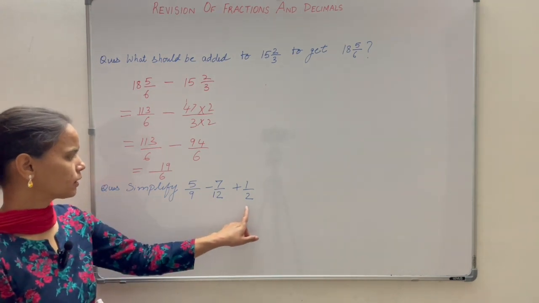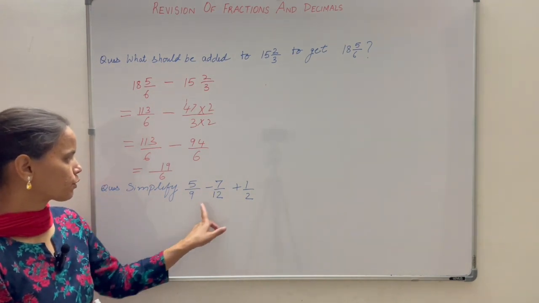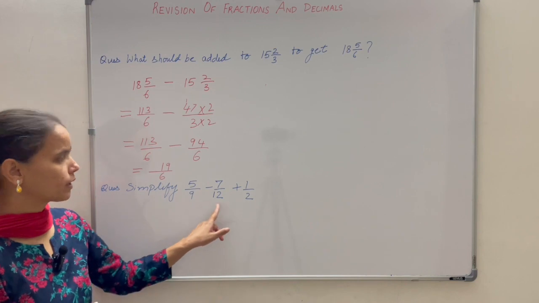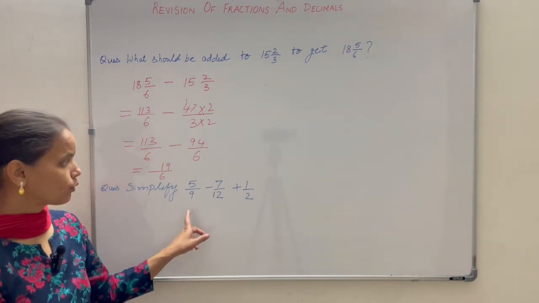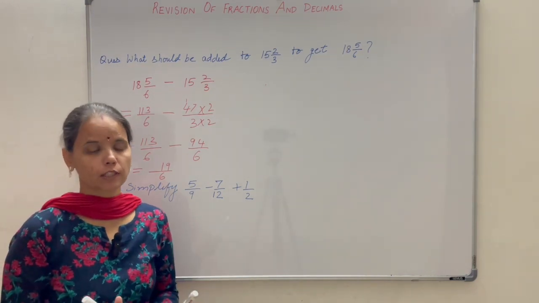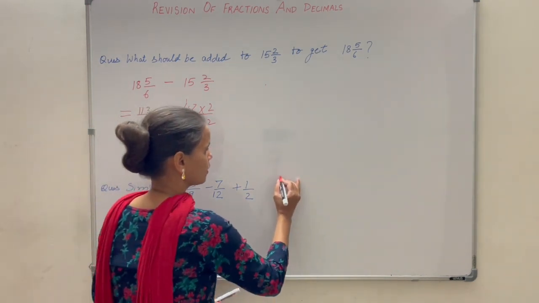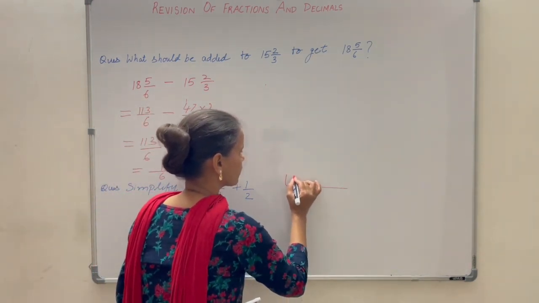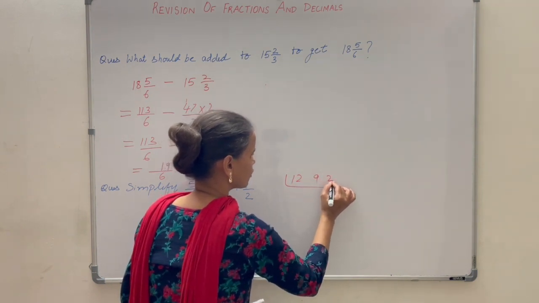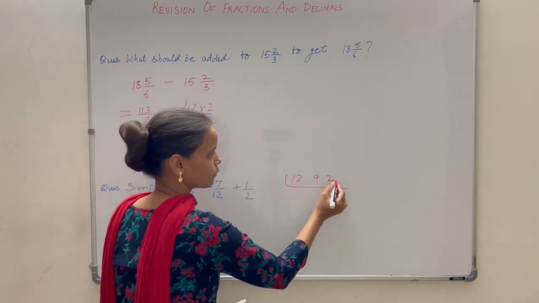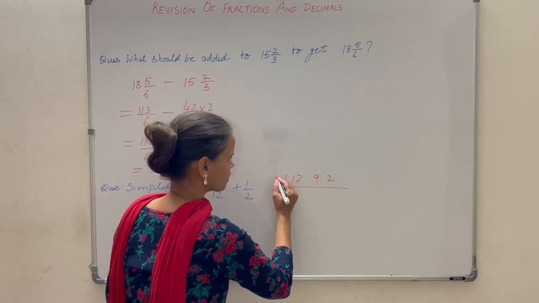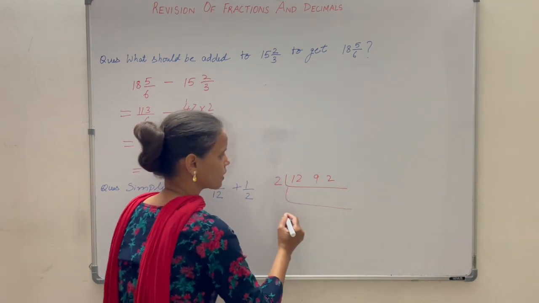So let us do one more problem on addition and subtraction of fractions. So here for all the three fractions the denominators are different, so they are unlike fractions. So in that case first we need to make the denominators the same. For that you have to find out the LCM. So let us find out the LCM of 12, 9 and 2. So you have to find out the common factor out of these. So 2 is the smallest prime factor.